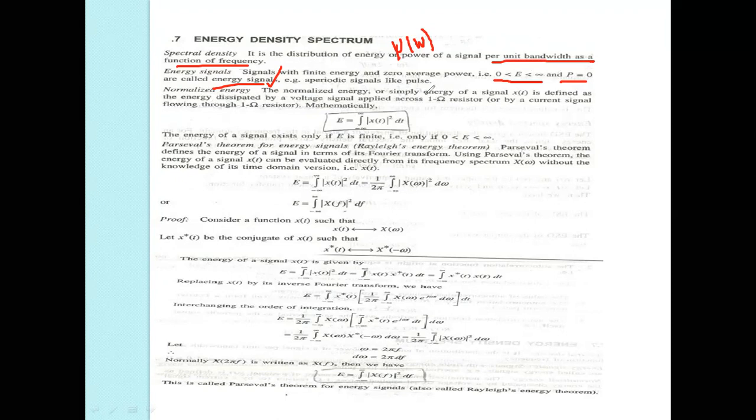Normalized energy. The normalized energy, or the signal energy, of a signal x of t is defined as the energy dissipated by a voltage signal applied across a 1 ohm resistor, or by a current signal flowing through a 1 ohm resistor. Mathematically, E is equal to the integral from minus infinity to infinity of the squared magnitude of x of t dt. The energy of a signal exists only if E is finite, that is, only if 0 is less than E, which is less than infinity. Got it, participants?